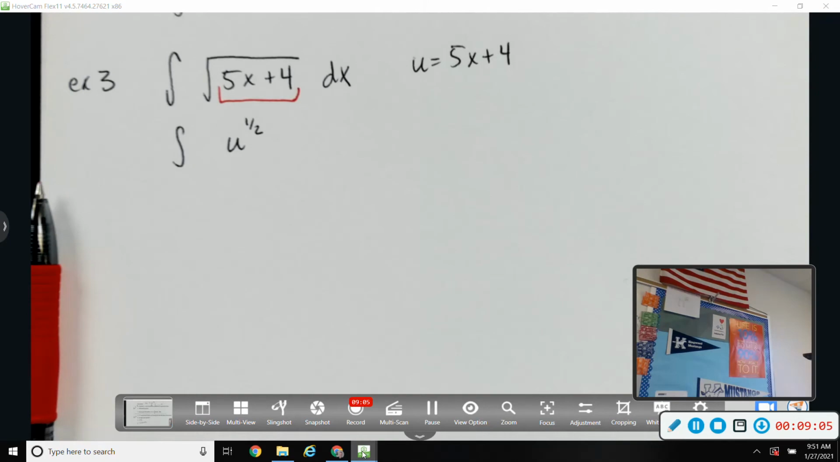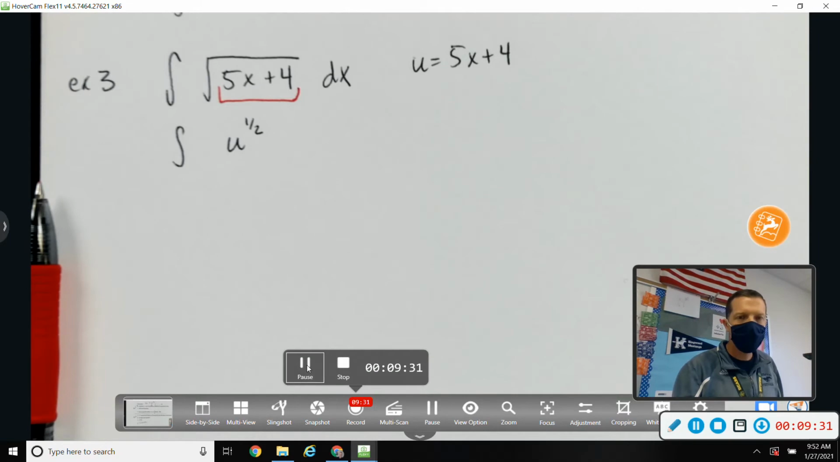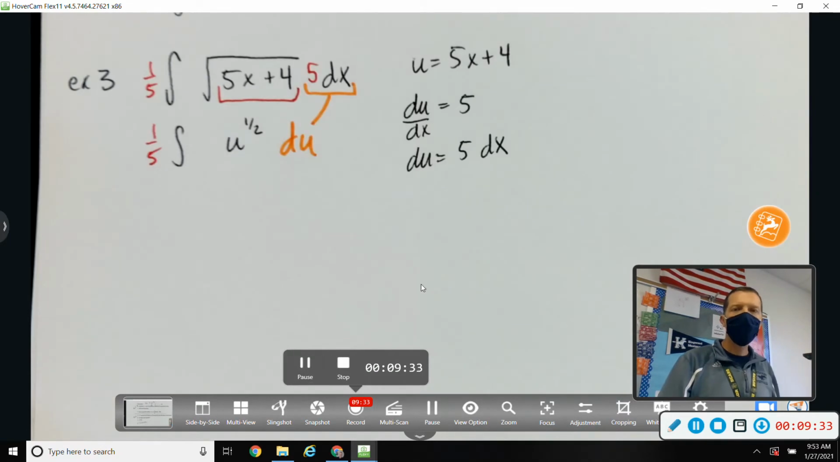So this one's really similar to that last one. It needs to be fixed so the dx or the du shows up. There's the first couple of steps if you want to check and see how things are going.